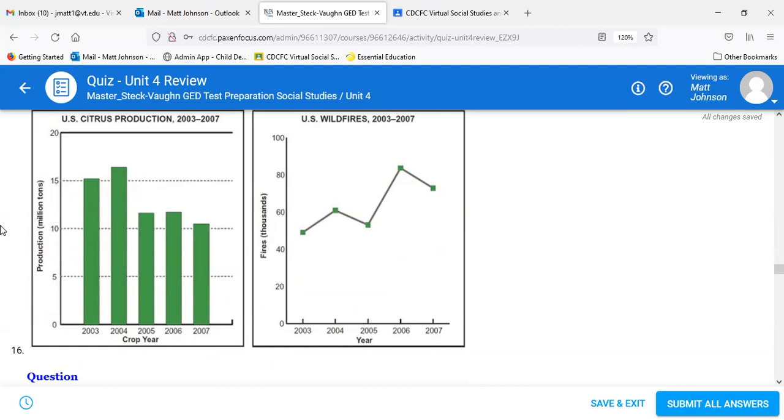Interesting enough. So fires, US wildfires, 2003 to 2007. So we're wondering here, okay, what are we comparing? What is this supposed to look like? 2003, well, so yeah, about 50,000 wildfires in 2003. That climbed over 60,000 in 2004, back down to almost about 50,000 in 2005, then it shoots way up in 2006 and back down in 2007. So wonder what that means.